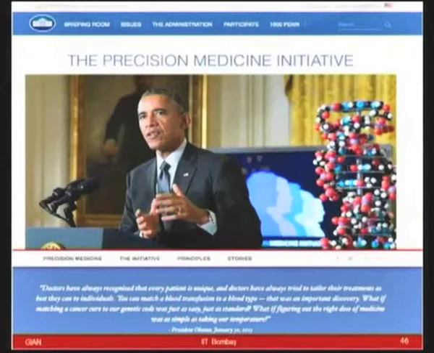So this is what the precision medicine initiative Barack Obama mentioned: because each individual, each patient is unique, doctors always try to tailor their treatments as best as they can to the individual. You can match a blood transfusion to a blood type. That was a very important discovery. But what if matching a cancer cure to our genetic code was just as easy, just as standard? What if figuring out the right dose of medicine was as simple as taking our temperature?